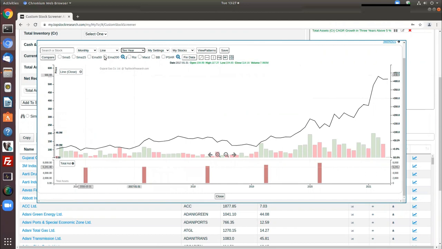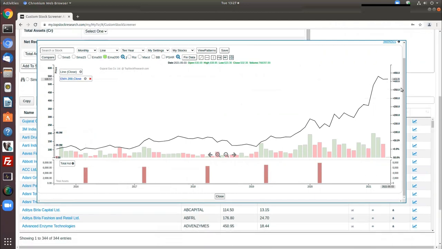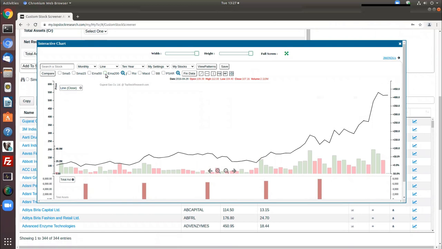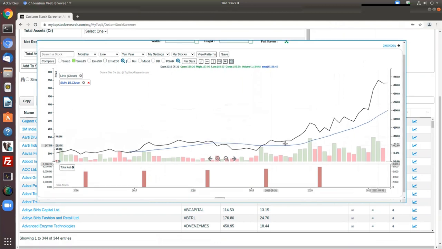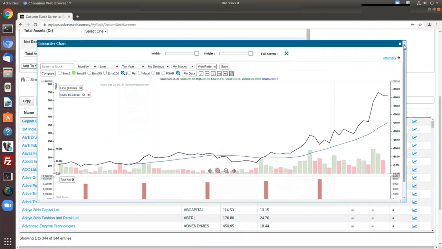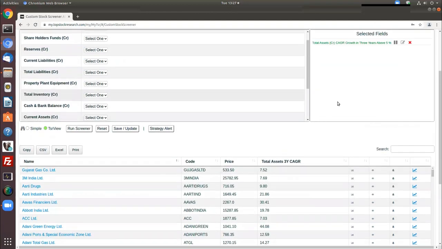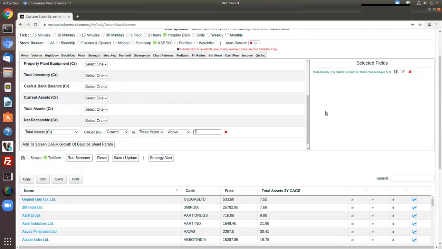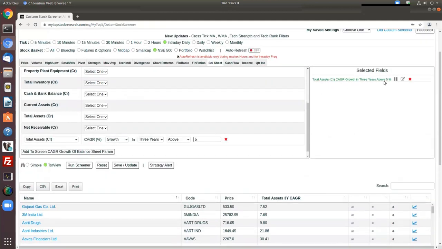So you can view a 200-day moving average also. Obviously, we couldn't get a 200-day moving average because it's monthly tick. In monthly tick, we don't have it. You can look for a smaller moving average, let's say 15-day moving average. So you get an idea on 50. This is on monthly tick. That's why the moving average is like this. So you can see technicals and fundamental both together in one screen. This is how you'll filter the stocks of total assets, 3 year asset growth more than 5%.